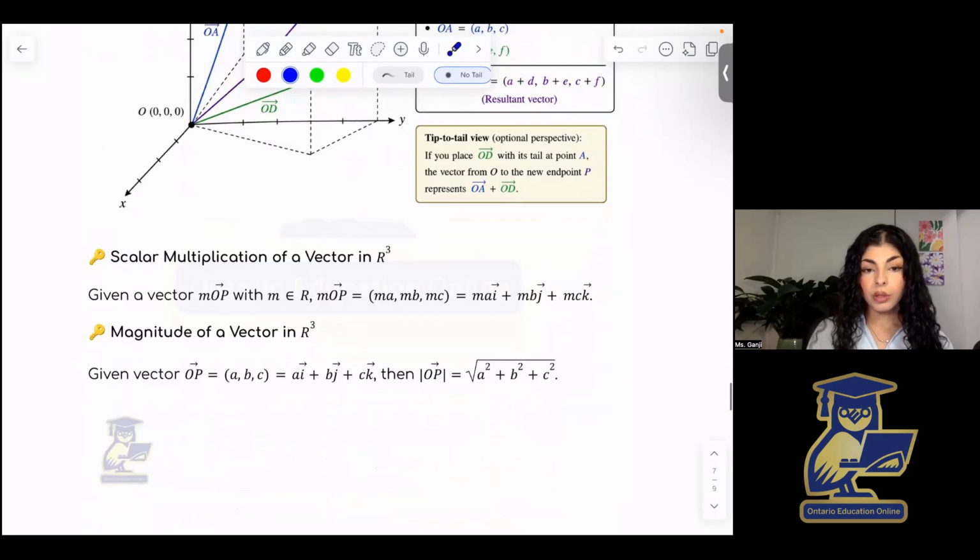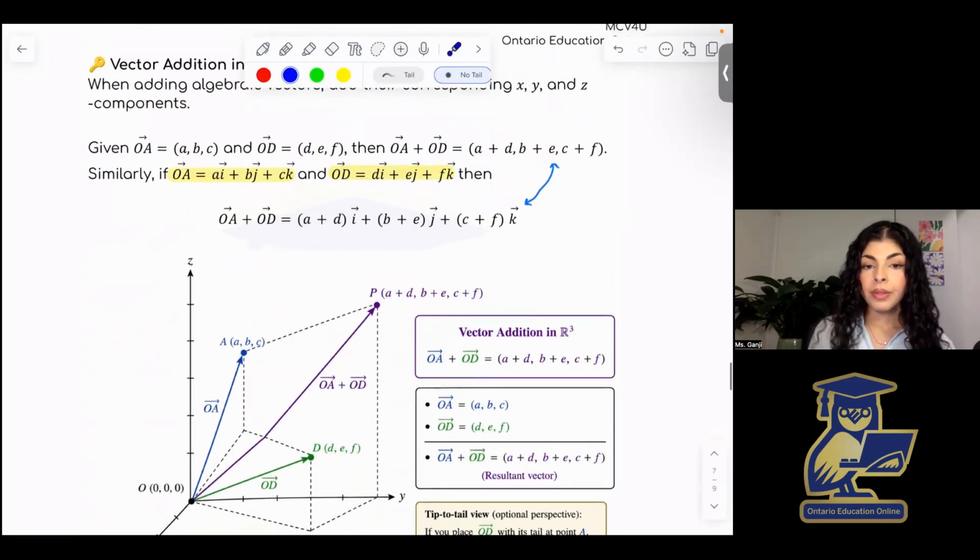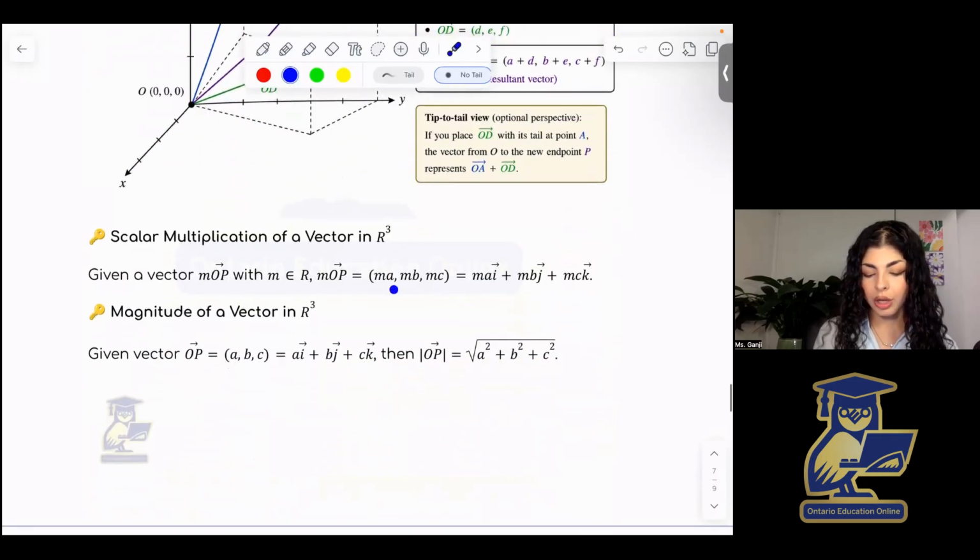Now, same with scalar multiplication. If you have a scalar m times a vector OP, and OP, again, from above is given by (a, b, c), then really you're just multiplying each of the components by m. So (ma, mb, mc), or in the unit vector notation, we have ma times the vector i, and then mb times the vector j, and mc times the vector k. And these just come from here, ma, mb, mc.